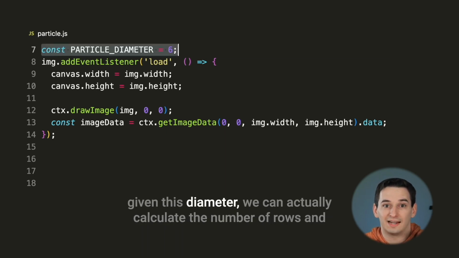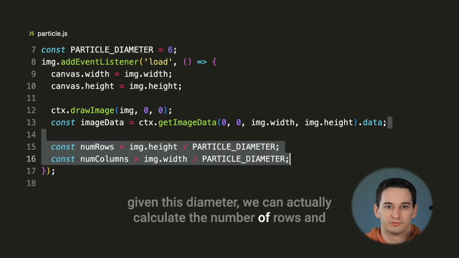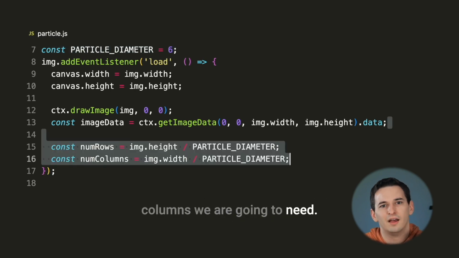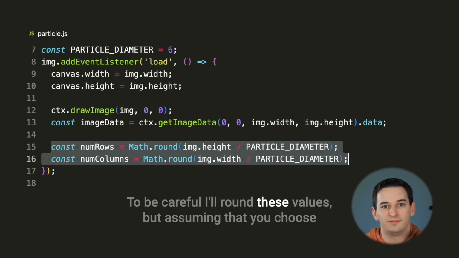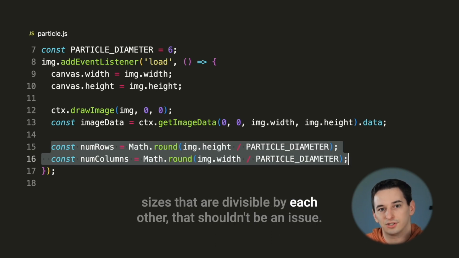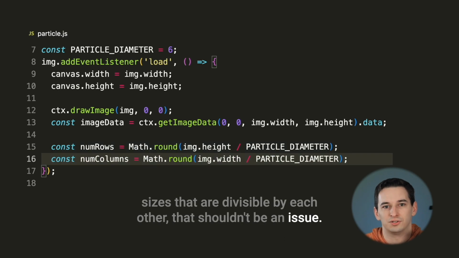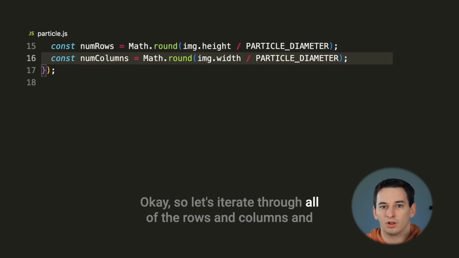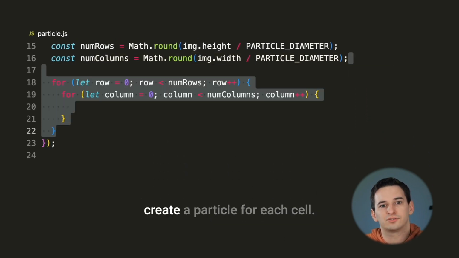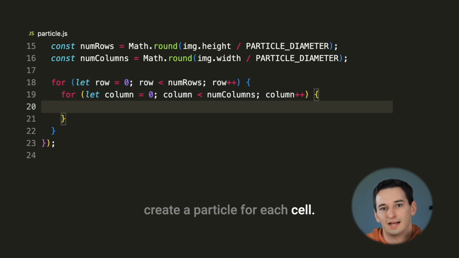So I'll say that each particle has a diameter of 6 pixels. And now given this diameter, we can actually calculate the number of rows and columns we are going to need. To be careful, I'll round these values, but assuming that you choose sizes that are divisible by each other, that shouldn't be an issue. Okay, so let's iterate through all of the rows and columns and create a particle for each cell. Each particle is going to be a single color, even though there's actually multiple pixels within each particle, and they could have multiple different colors, we'll just pick one.